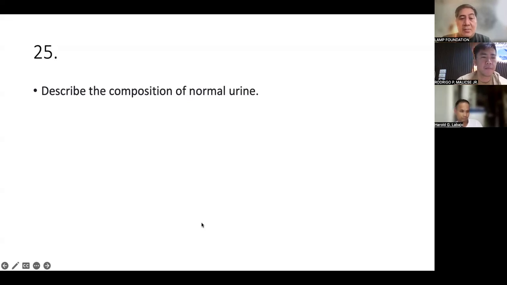Can you describe the composition of normal urine? The composition of normal urine is 95% water, organics like urea, uric acid, and creatinine, then inorganics: sodium, chloride, potassium, and ammonia.